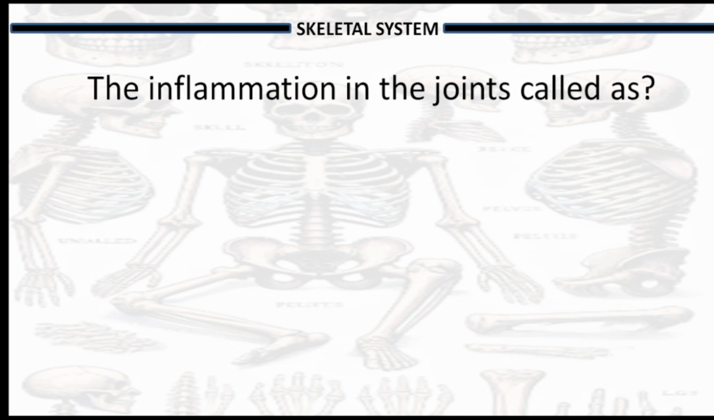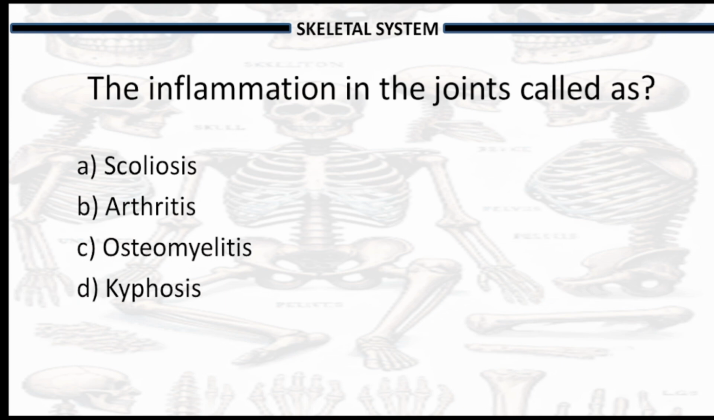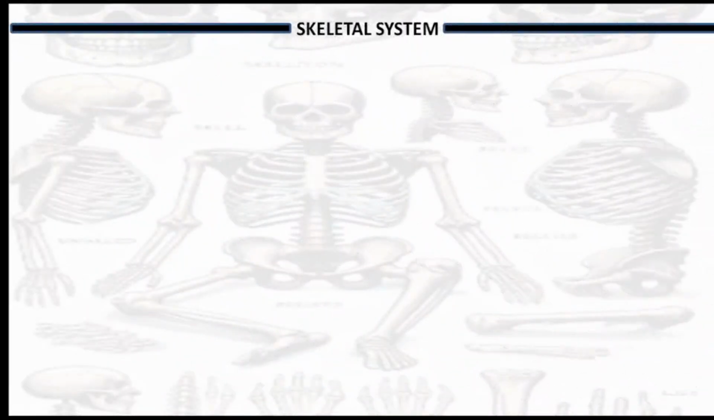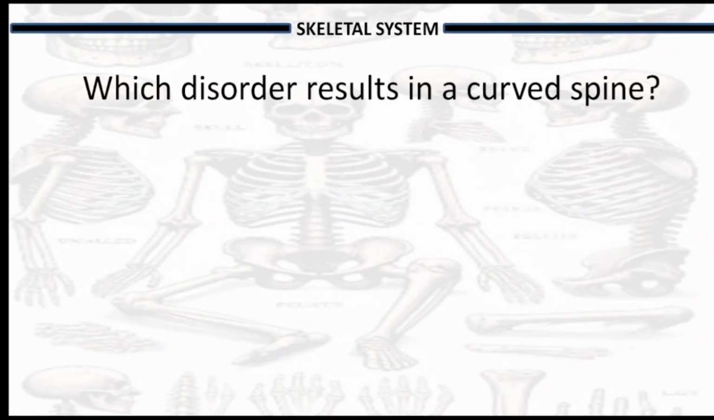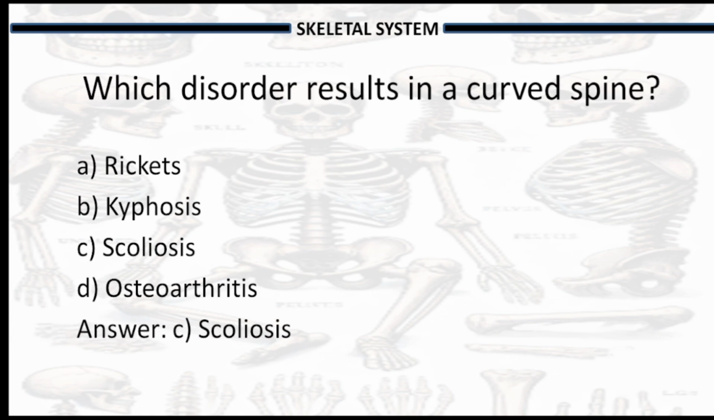The inflammation in the joints is called as? Right answer is arthritis. The inflammation in the joint is called as arthritis. Which disorder results in a curved spine? Right answer is scoliosis.